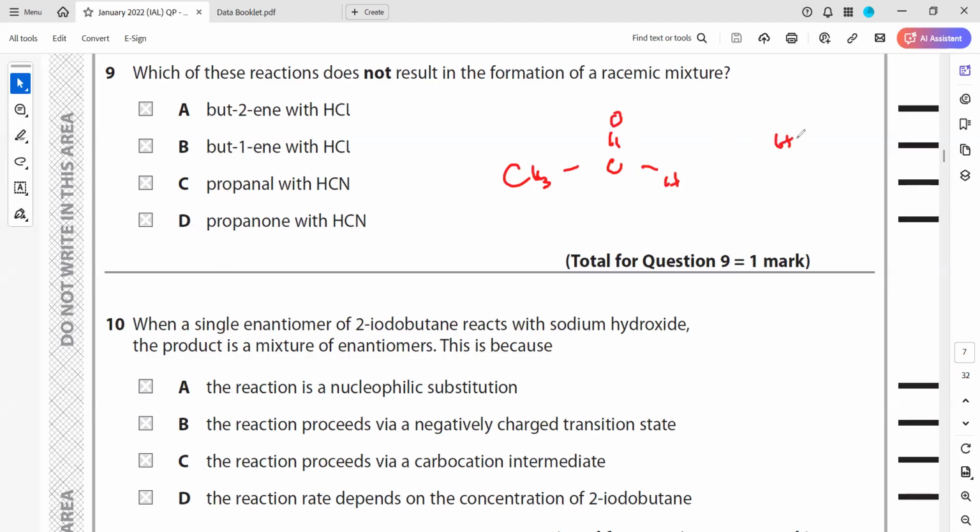there's a CH3, C double bonded with O, and H is there. When HCN is added, the double bond will break, and H will be added here. Then this CN can attack from right, can attack from left, and it will have a chiral carbon, with CH3, OH, H, and CN. So this is a chiral carbon.